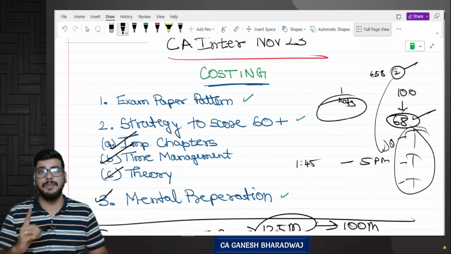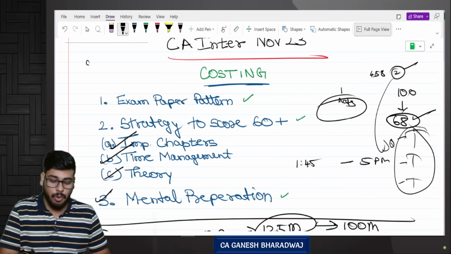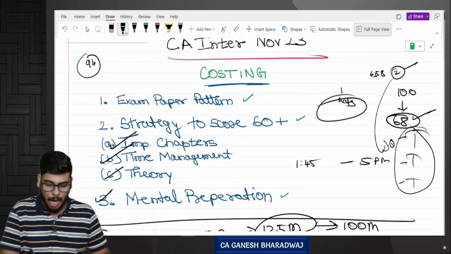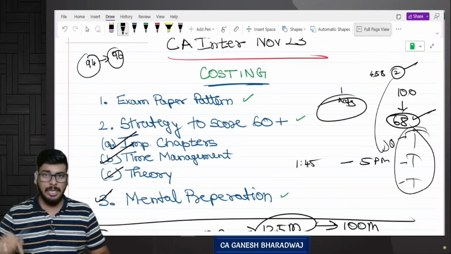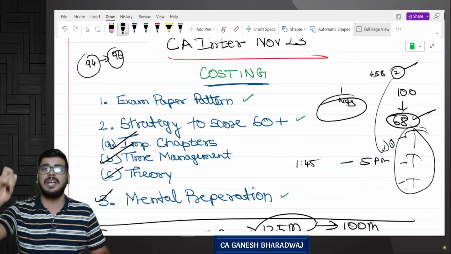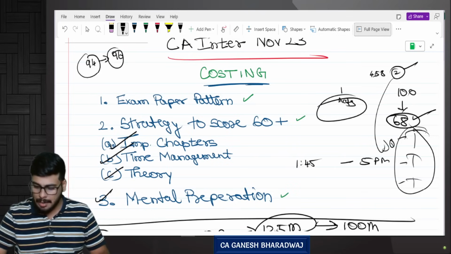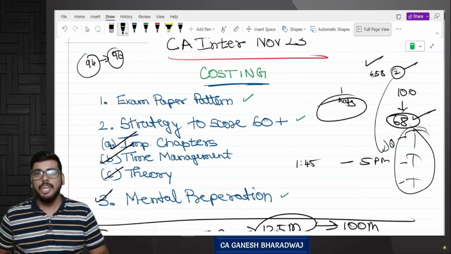Guys, you will not believe. Yes, no doubt I scored a 94 in costing out of the 96 marks that I wrote. But I'm telling you, till date, the best paper I have ever written in CA exams is this accounts paper. You know how much I scored?